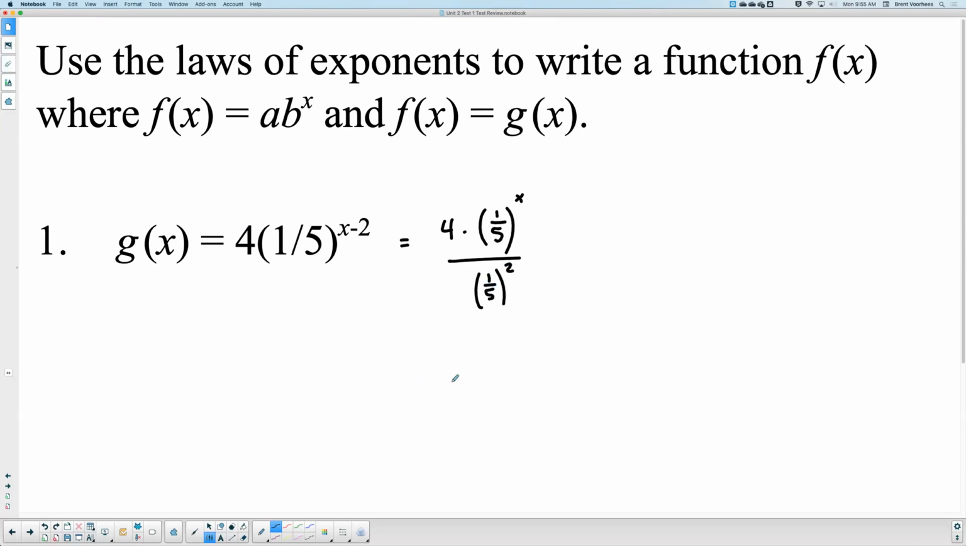Very good. That is the quotient property right there. Now we could simplify this, and because of the commutative property, meaning the order does not matter when you multiply, I can rewrite this. First, what is 1/5 squared? Think of what's 1/5 times 1/5. Very good. 1 over 25.